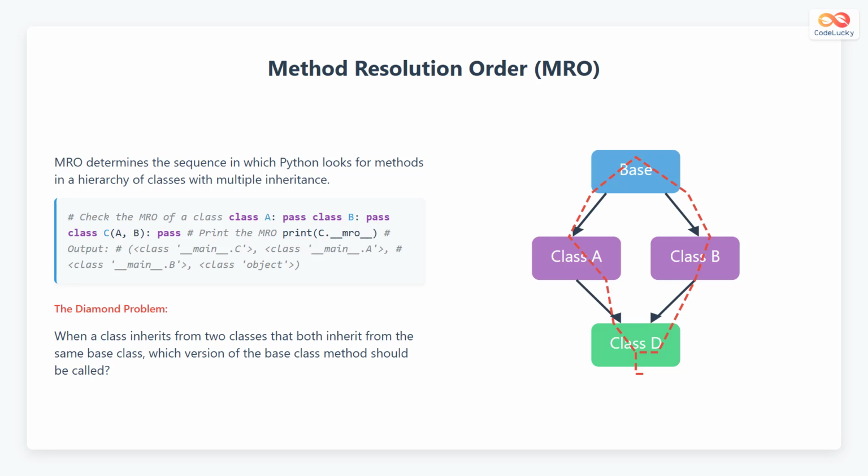Now let's come back to the diamond problem. When a class inherits from two classes that both inherit from the same base class, which version of the base class method should be called? MRO helps resolve this ambiguity by providing a clear and predictable order in which methods are searched.